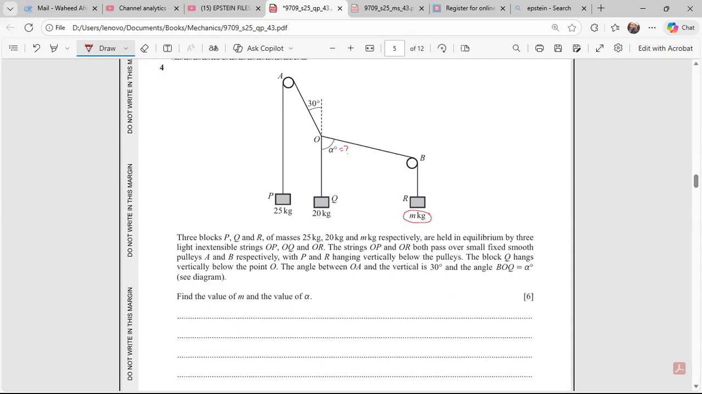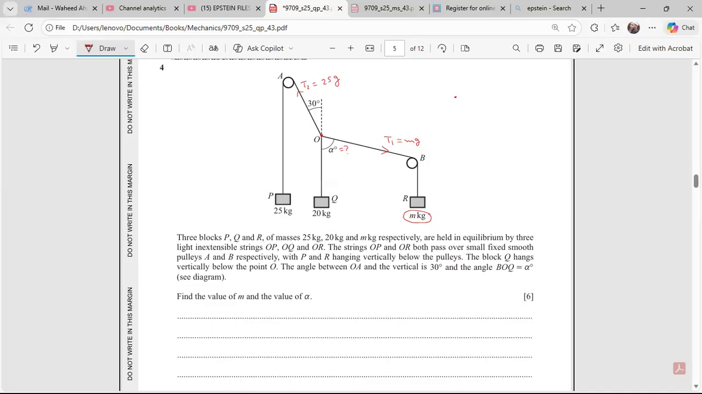So I will apply the free body diagram at this point, right? At this point, we have three forces. Let me call this force T1 and this force T2. Now this T1 is basically this M into G, right? And this T2 is M is 25. So this is 25G.